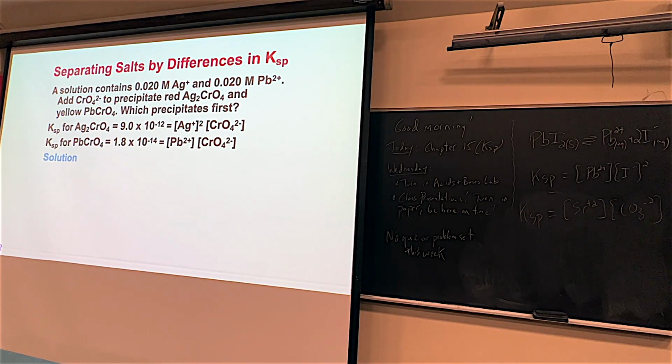So the first part of this question says, all right, we're going to slowly add in chromate to the silver and the lead. And the silver and lead have the same concentration.